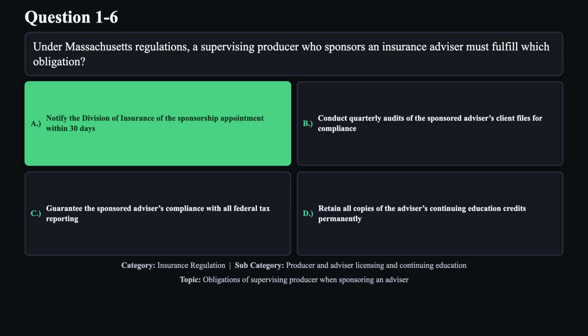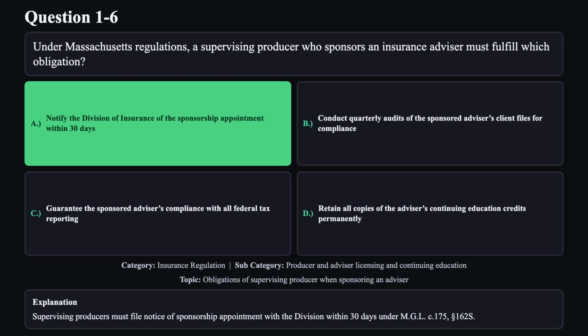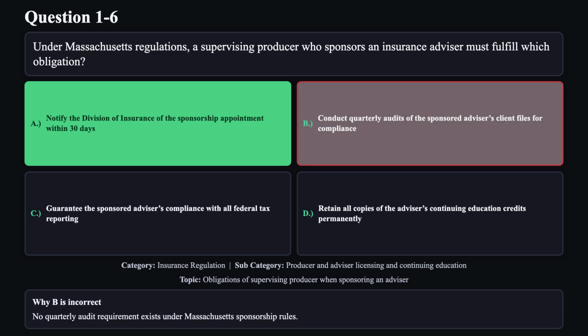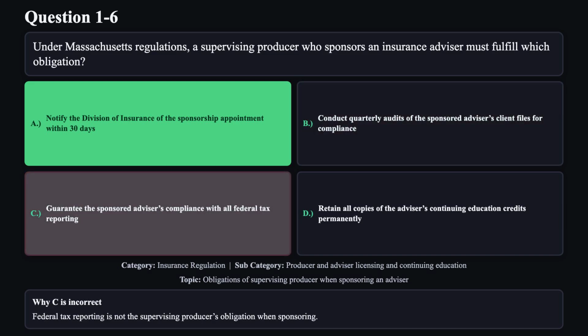The correct answer is A. Supervising producers must file notice of sponsorship appointment with the division within 30 days under MGL c. 175, Section 162S. Reason B is not correct. No quarterly audit requirement exists under Massachusetts sponsorship rules. Reason C is not correct. Federal tax reporting is not the supervising producer's obligation when sponsoring.